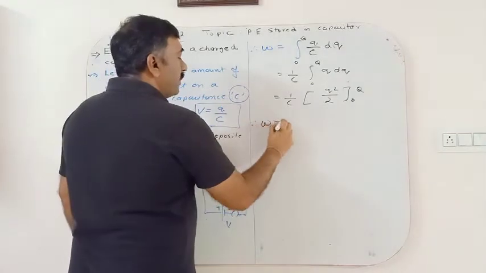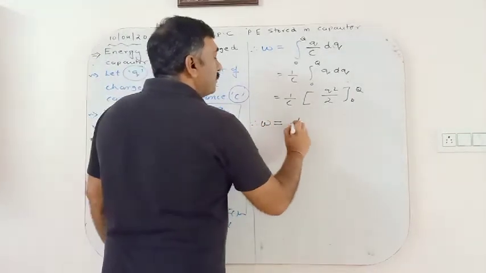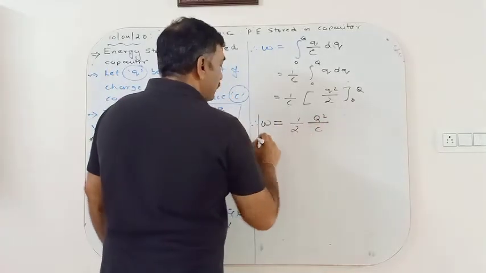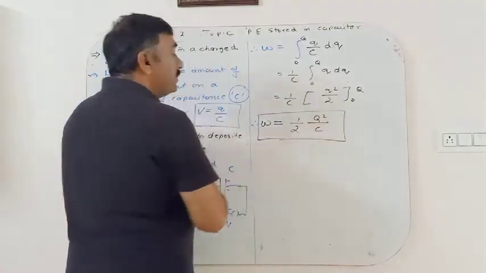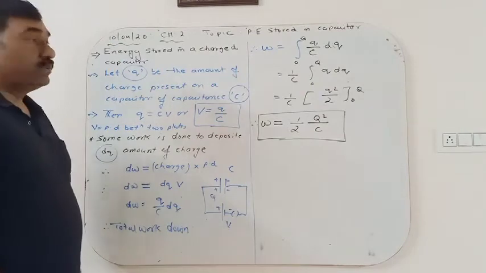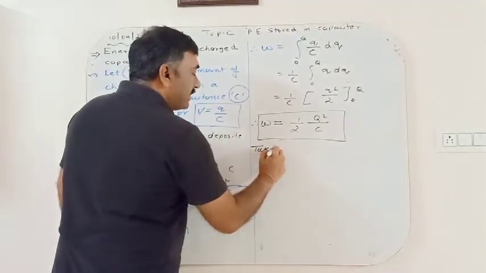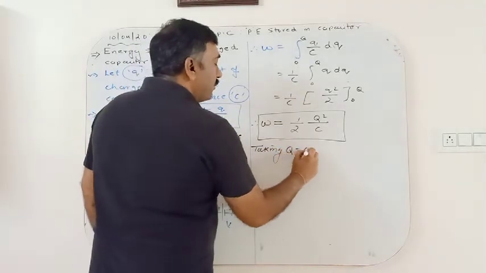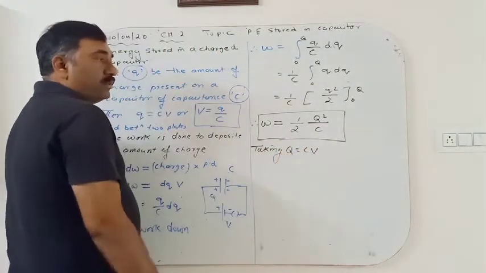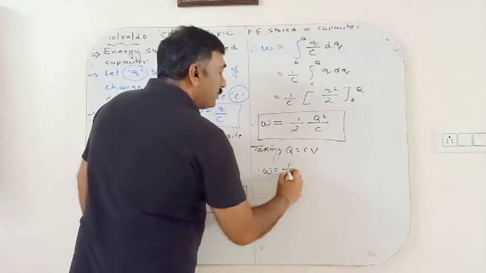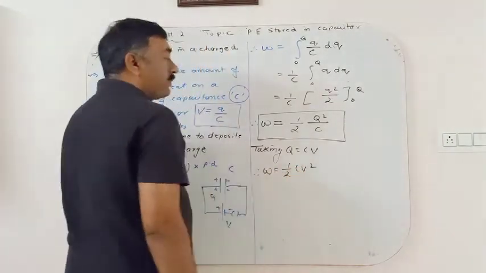So what is the formula for work done? W is equal to half Q square upon C. This is the formula for the work done to charge a capacitor. And when the capacitor is fully charged, taking Q is equal to CV, we obtain the formula work done is equal to half CV square.